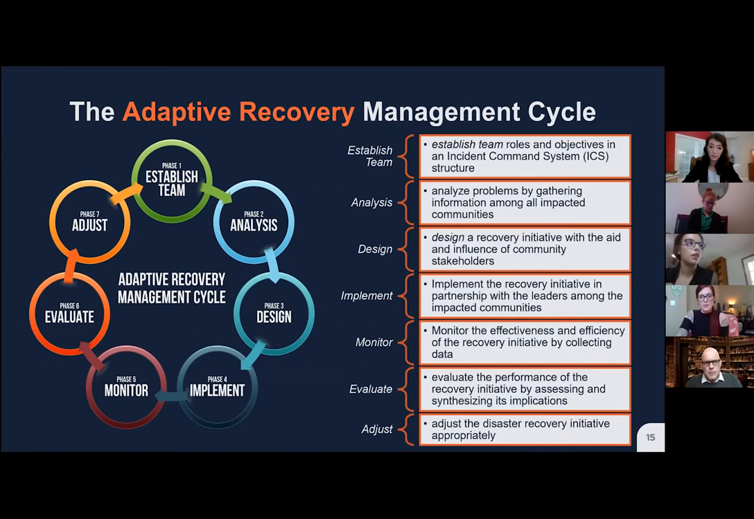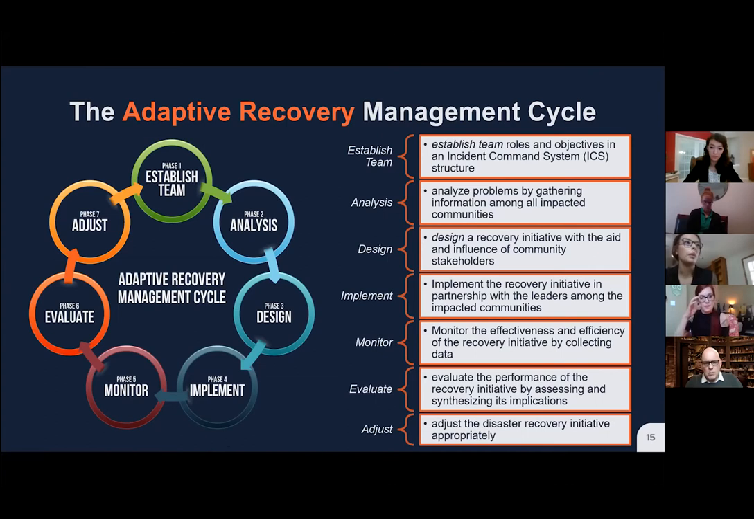During the monitoring phase, data will be collected on the development of the recovery initiative, and the team must identify and annotate the positive and the negative consequences of the initiative while collecting field observations. This data will then assist the ARMC team to further improve recovery initiatives in the future.